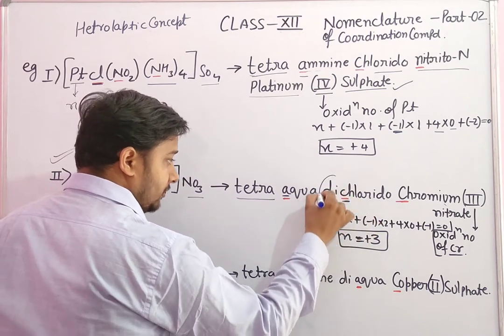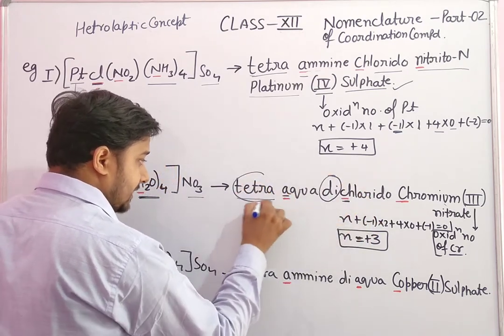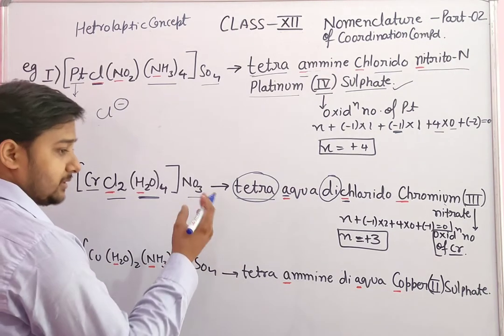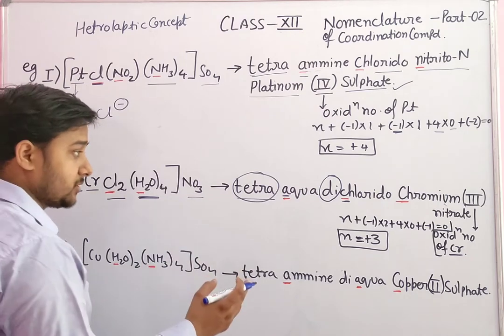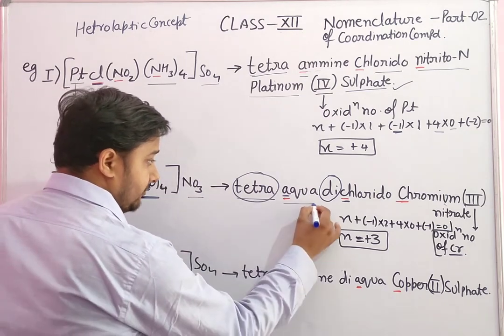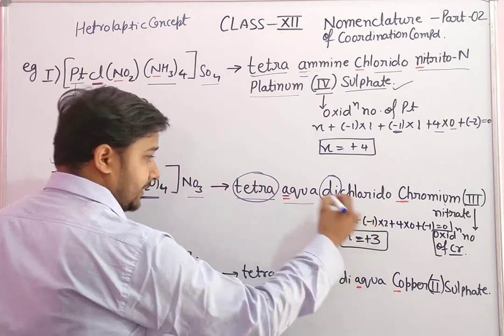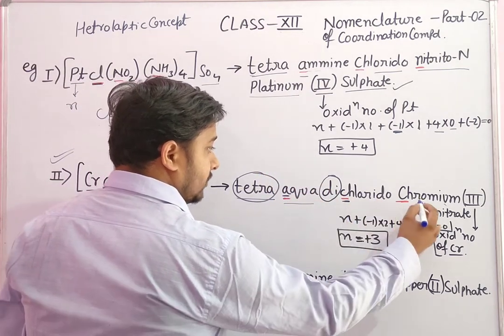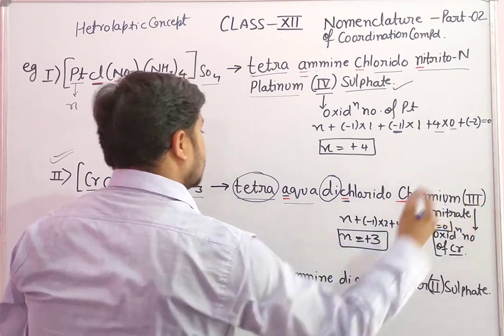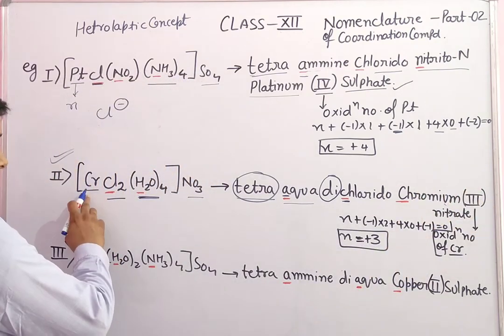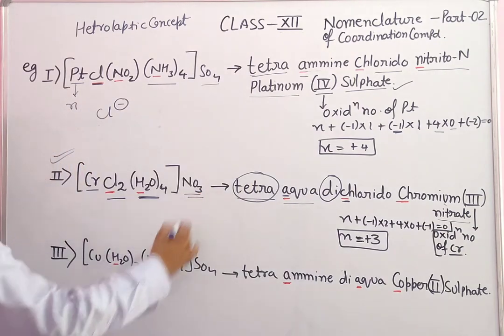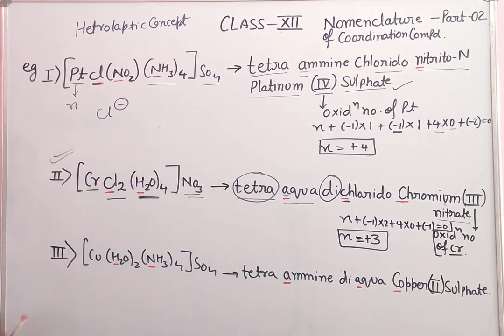We will not follow alphabetical order for prefixes like tetra and di: di, tri, penta, hexa. We will use alphabetical order for ligand names like aqua, chlorido, amine. That's it. So tetraaqua dichlorido chromium, III indicates the oxidation number of the central metal atom, and then nitrate. Nitrate is used for NO3. So the last example is this one.